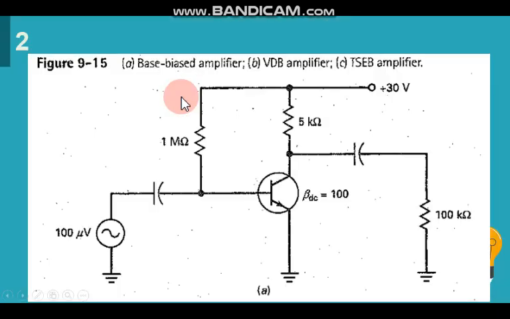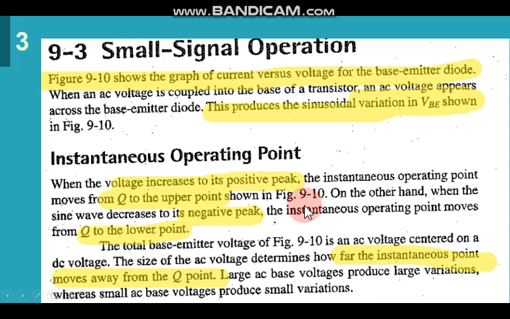So let's start. Look at this figure. This is for base bias amplifier where we are applying AC input. Whenever we apply the AC voltage here, the AC voltage VB will be available across the base and it will proportionately create AC output current, that is IE here. So we want to study the small signal operation of amplifier.